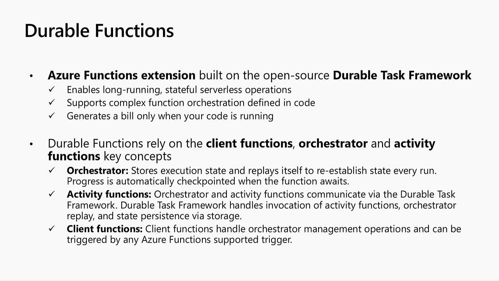Durable functions are actually not that different from other functions, except for three very specific concepts. One of them is the orchestrator, which describes how actions are executed and the order in which they are executed. The second is the activity functions, which just represent the unit of work, and this is where the actions that we request are implemented. The client functions create new instances of an orchestration. So these are the three concepts that are specific here.